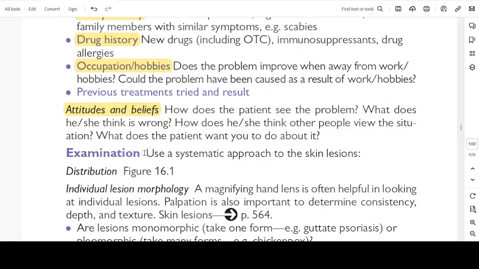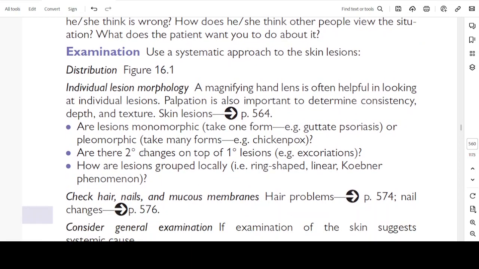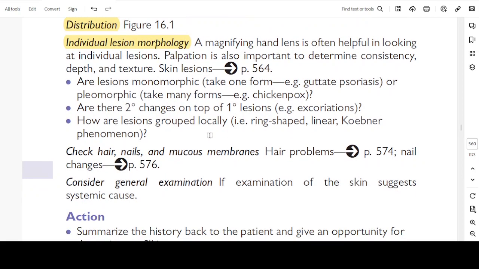Attitudes and beliefs. How does the patient see the problem? What does he think is wrong? How does he or she think other people view the situation? What does the patient want you to do about it? Examination. Use a systematic approach to the skin lesions. Distribution: check the distribution of the lesion, which is mentioned in figure 16.1. Individual lesion morphology: a magnifying hand lens is often helpful in looking at individual lesions. Palpation is also important to determine consistency, depth, and texture.